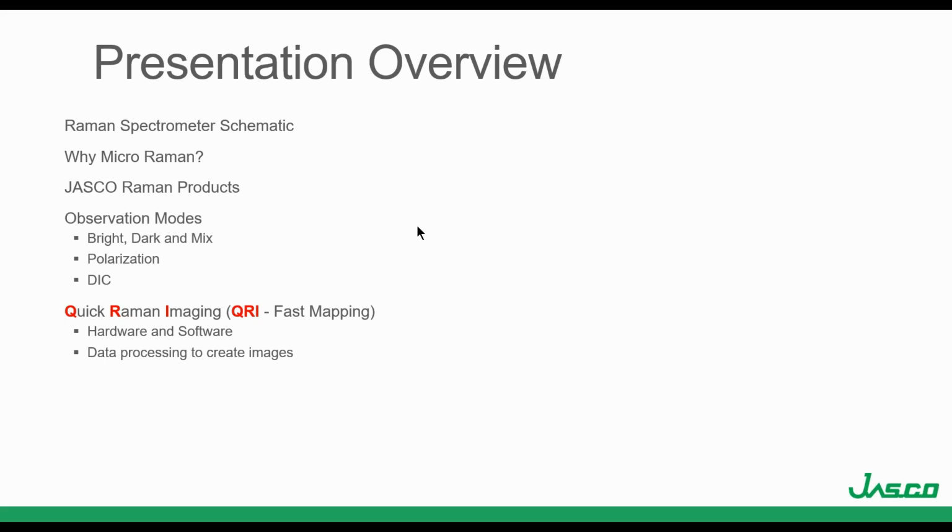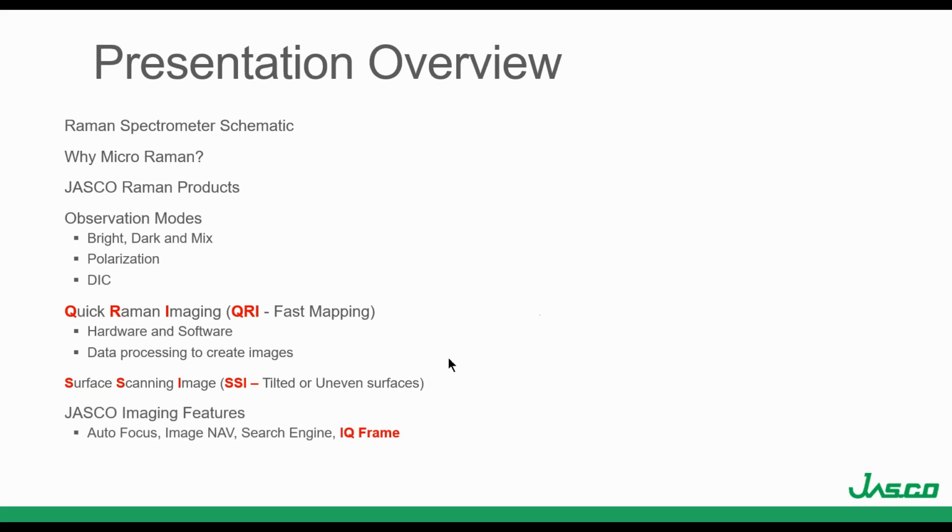So I'm going to be talking about 2 different scanning modes in the JASCO products. One is the fast mapping that we call the QRI, that is the quick Raman imaging. Also the surface scanning image, that is the SSI, and that is recommended for tilted, uneven, or rough surfaces. I'm going to be looking at different features that help to take images and expedite the process of making Raman images. And later I'm going to be looking at different applications of Raman imaging.